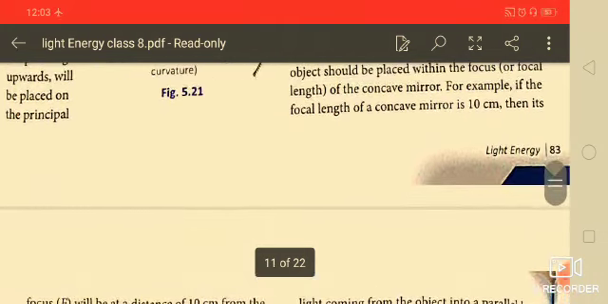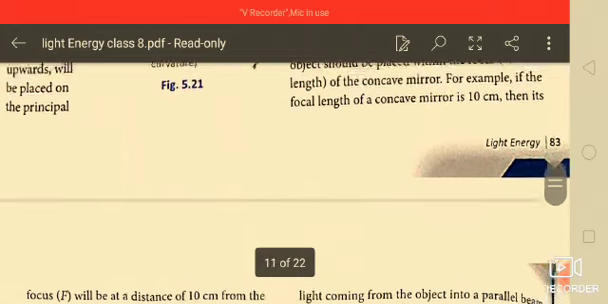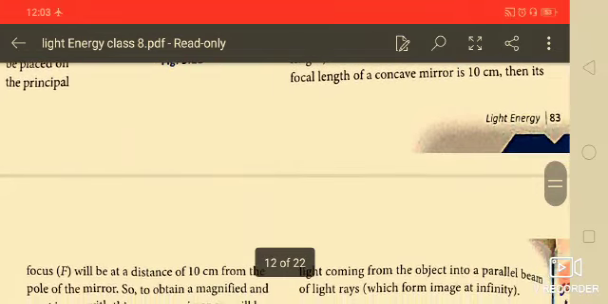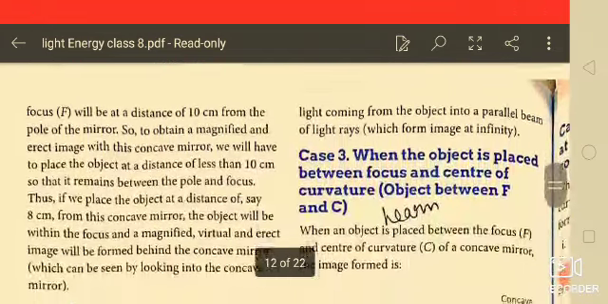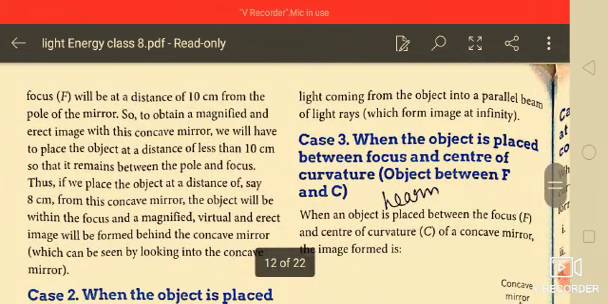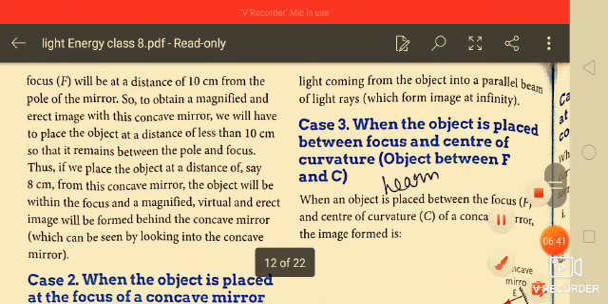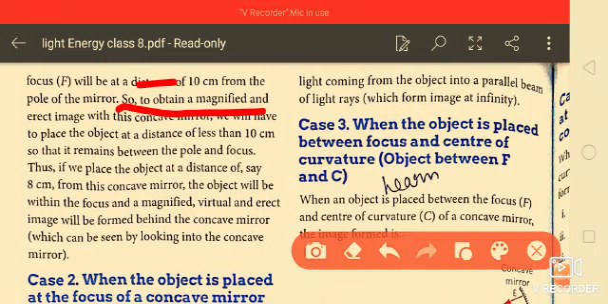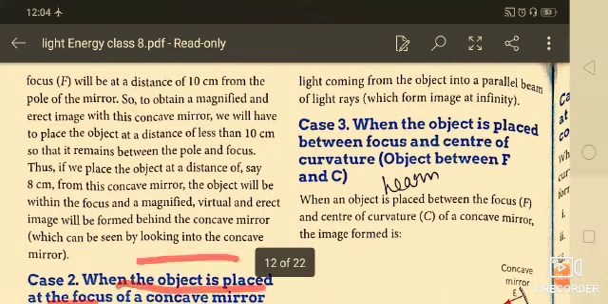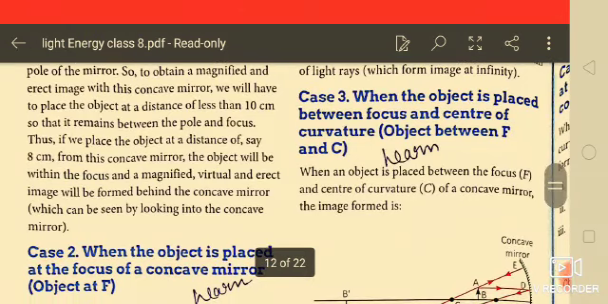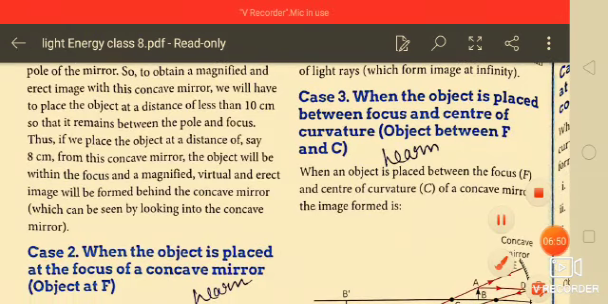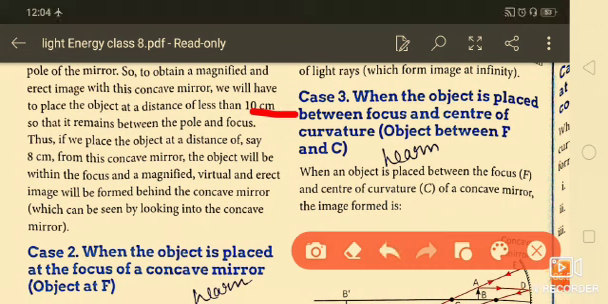For example, if the focal length of a concave mirror is 10 centimeter, then its focus will be at a distance of 10 centimeter from the pole of the mirror. So to obtain a magnified and erect image with the concave mirror, we will have to place the object at a distance of less than 10 centimeters so that it remains between the pole and focus, okay.